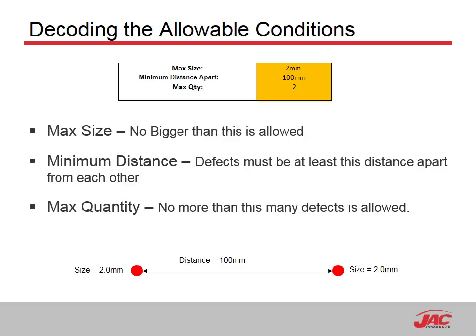Now let's look at an example and walk through the attribute criteria. Is the size of this defect 2 millimeters or smaller? Yes, both are shown to be at 2 millimeters. Is the distance between them 100 millimeters or more? Yes, the distance is shown to be 100 millimeters. Are there 2 defects or less? Yes, there are only 2 defects. Based on the answers to those questions, you would pass this part. Remember, you must answer yes to each question. If any of them was a no, you would have rejected this part.